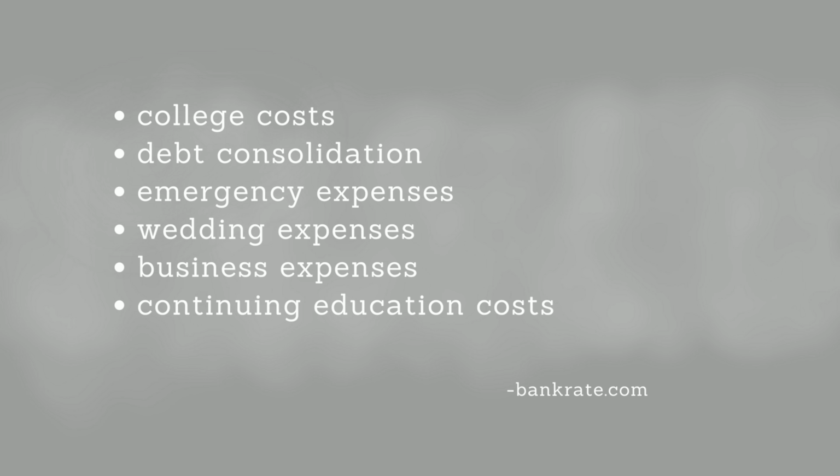According to bankrate.com, some other ways of using that home equity include college costs, debt consolidation, emergency expenses, wedding expenses, business expenses, and continuing education costs. I want to caution you on these additional uses of equity. Using your home equity for home improvements or for any of the other items on Bankrate's list is done by getting a home equity loan or a HELOC, home equity line of credit. This is a loan that uses your home as collateral. So if you default on your equity loan, then you could lose your house.